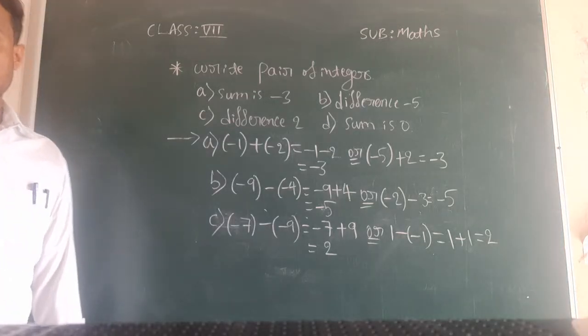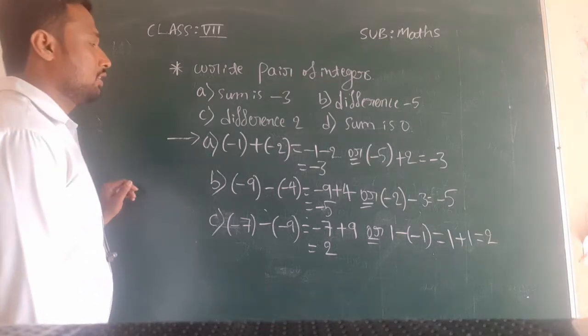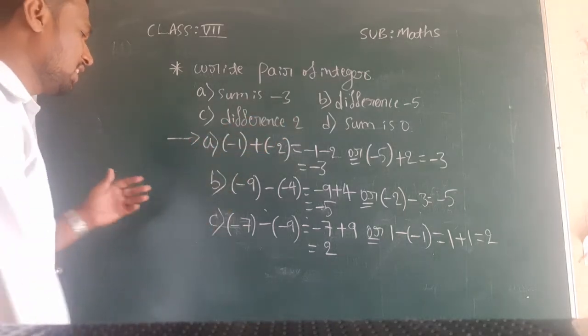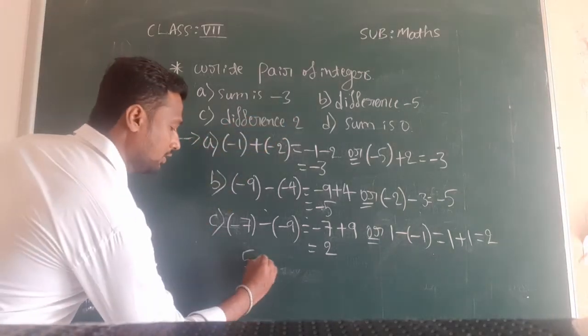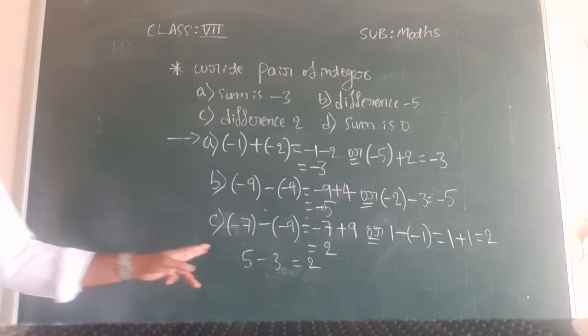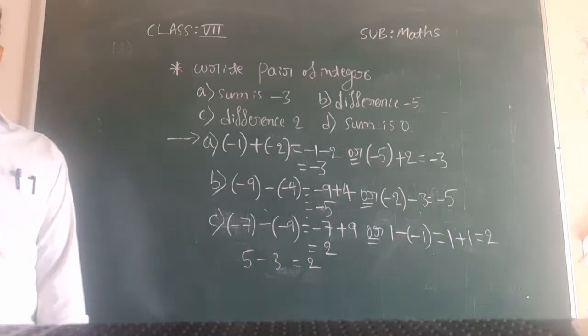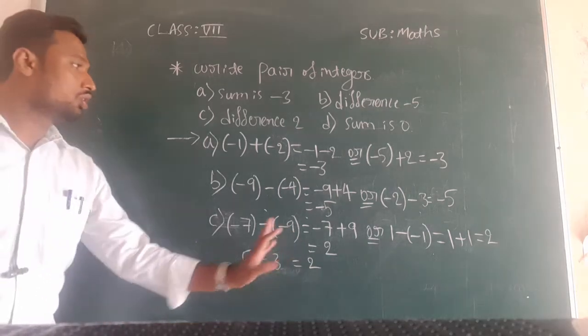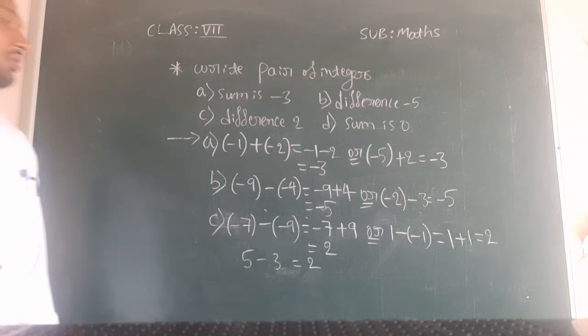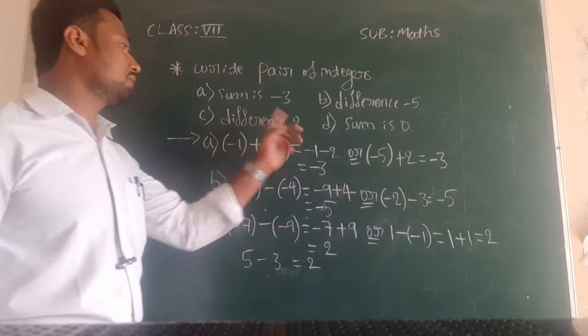Okay, like this only you can write so many examples. So here difference is 2 means directly you can write 5 minus 3. 5 minus 3 means what we get? 2 only. Here you are subtracting, the difference is 2 and we have written 2 integer values. 5 minus 3 is equal to 2. Like this only you can write so many examples or pairs of integers to get a difference value of 2.